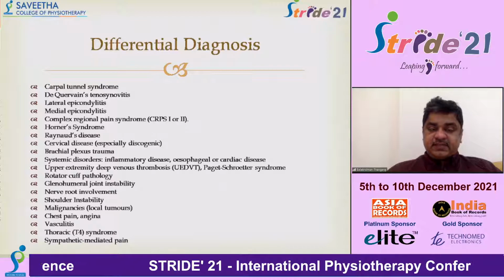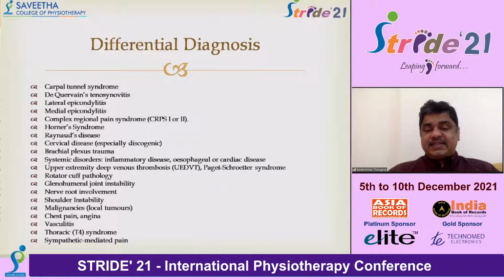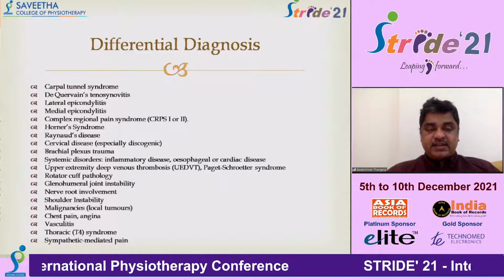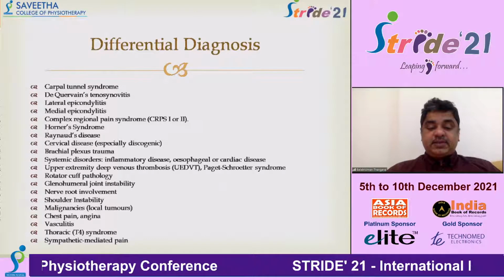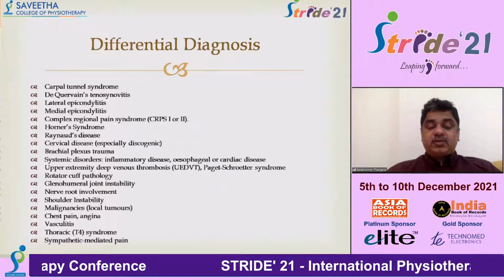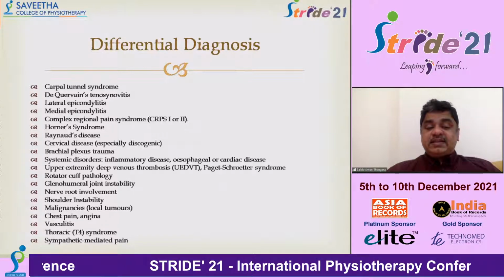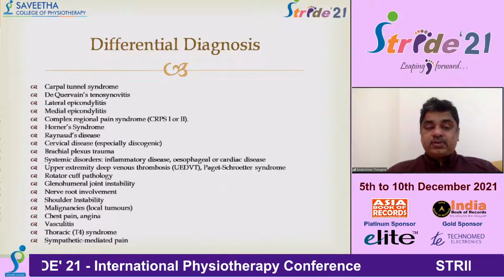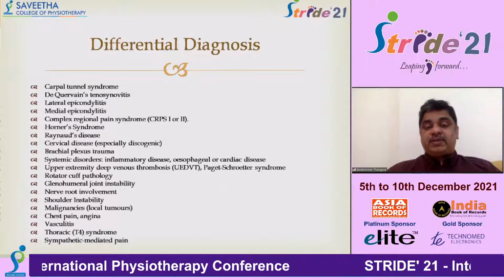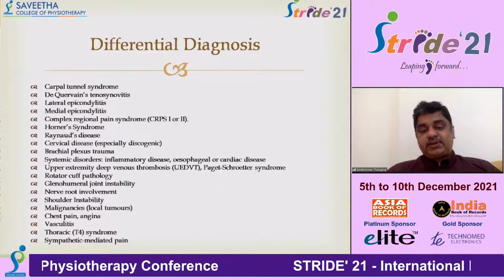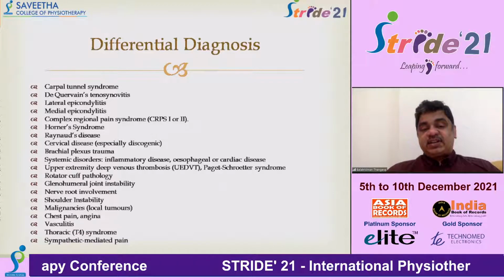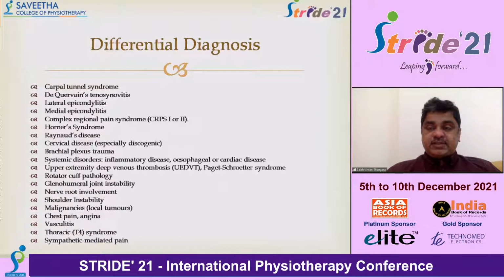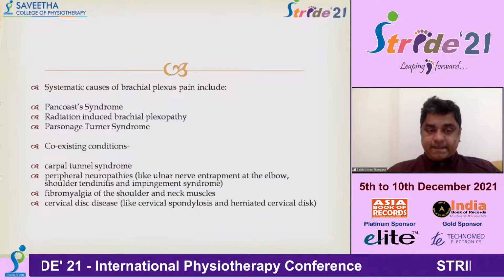Differential diagnosis: as I mentioned, there is an exhaustive list of conditions we have to rule out, starting from carpal tunnel syndrome up to nerve root involvement, shoulder instability, malignancies, chest pain, thoracic T4 syndrome. Everything has to be ruled out and isolated before coming to the conclusion of thoracic outlet syndrome. It needs extensive history collection and physical examination and other diagnostic processes.